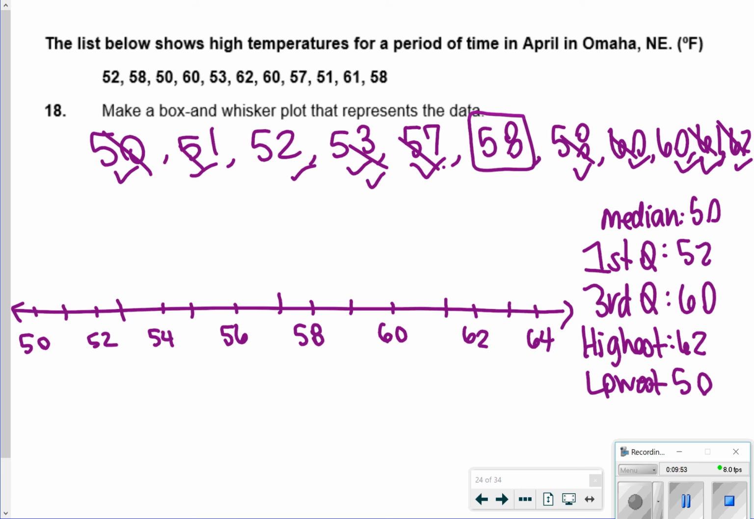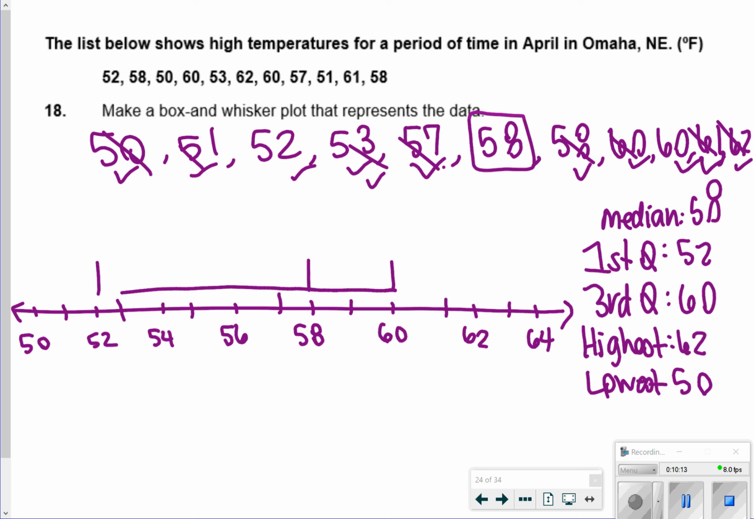So I'm going to first go ahead and plot my median, first quartile, and third quartile. My median was 58. I'm sorry, that was a mistake right there. So that's a vertical line. My first quartile was 52. And then my third quartile was 60. So that's going to create my box.